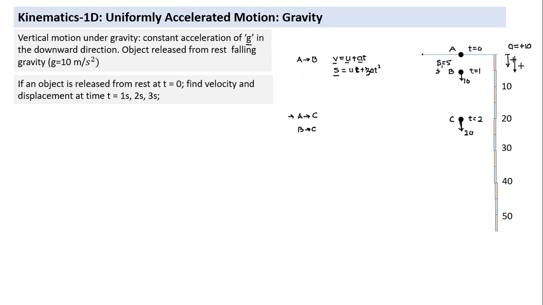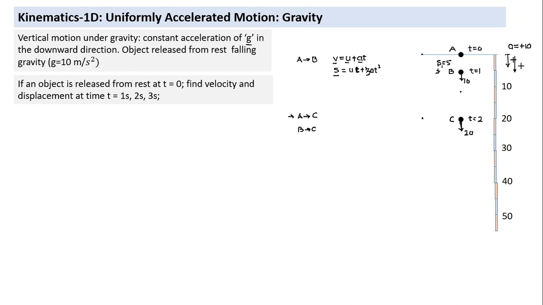And if I have to calculate displacement between A and B, I can use the formula s = ut + 1/2 at², or I have another method also. What is the other method? As it moves from A to C, whenever an object moves with uniform acceleration, the average velocity is the arithmetic mean. So this velocity here is 0, here it is 20. It means if I take the average velocity between A and C, it will come equal to 10.